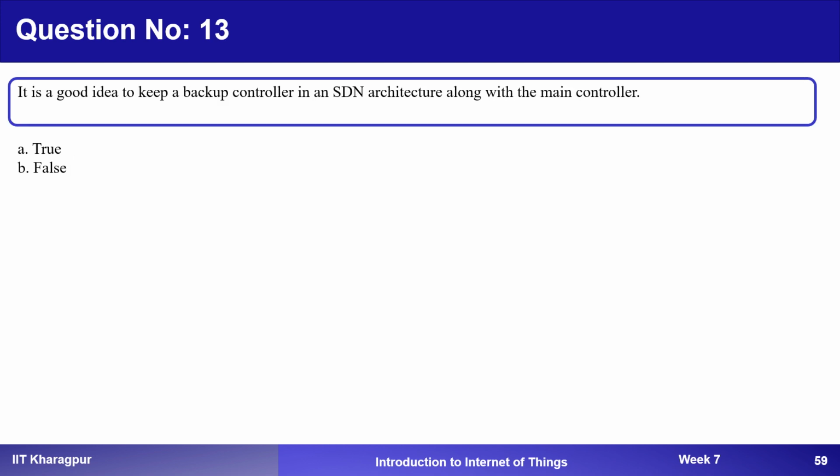Next question is, it is a good idea to keep a backup controller in SDN architecture along with the main controller. Options are true or false. True. Okay, anyone else? True. Right.